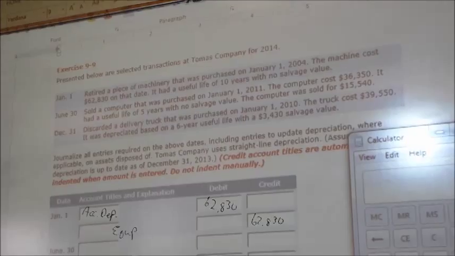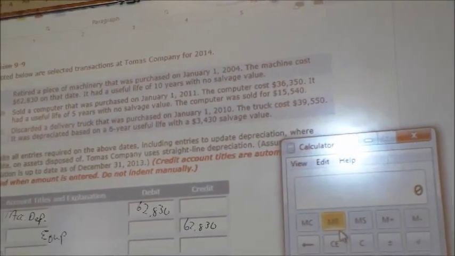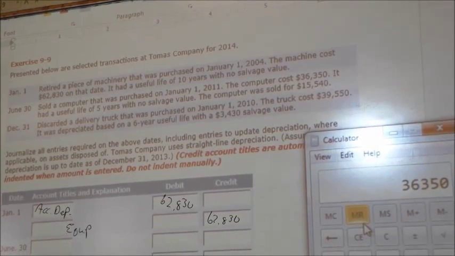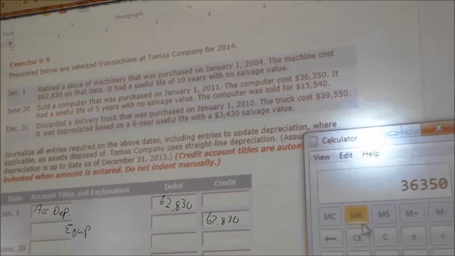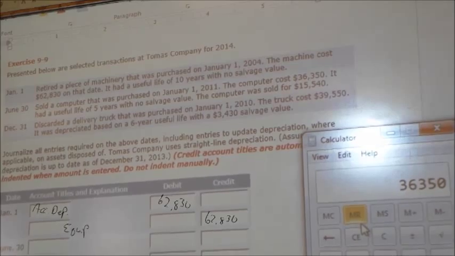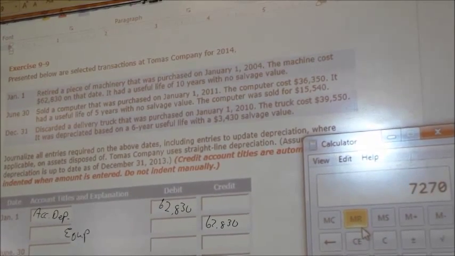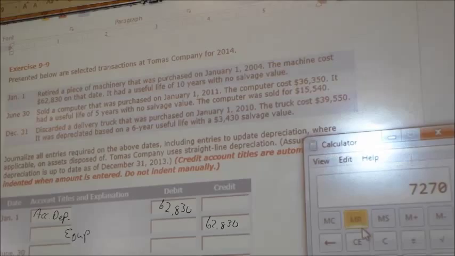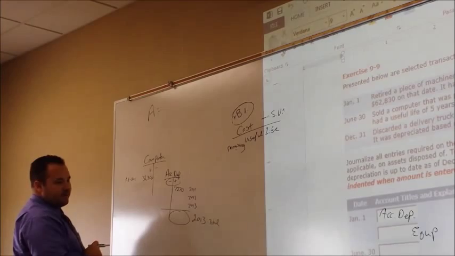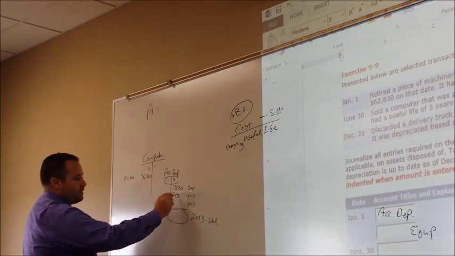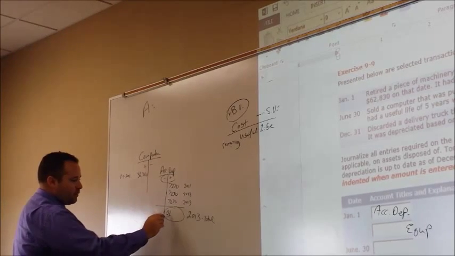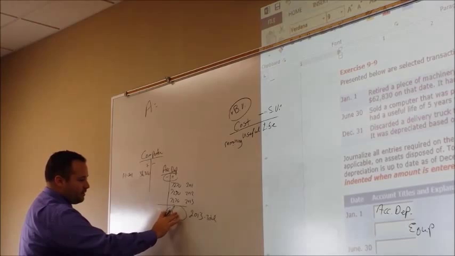Walk me through how you got that. Tell me how you did it. I took the cost, 36,350. It said it had no salvage value, so minus 0, and then divided it by 5. Good. And then I got 7,270, and I times that by 3. Good. 7,270 times 3 years. And you said that was 21 what? 21,810.